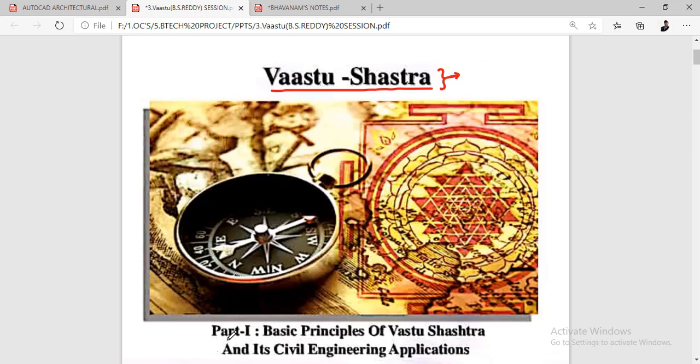What is Vastu? See this, these are the basic principles of Vastu Shastra, and its civil engineering applications. We need to discuss some of the basic things. In the civil engineering application, I don't want to explain the differences within Vastu Shastra and all these things. I only need to explain the civil related things here. I am not an expert in Vastu Shastra, but I know at least what things civil engineering needs to consider. Those things I want to explain to you.